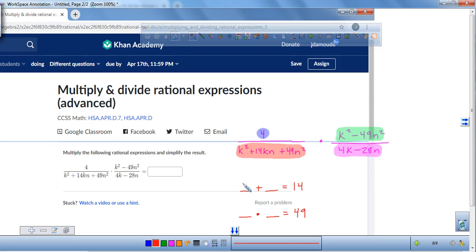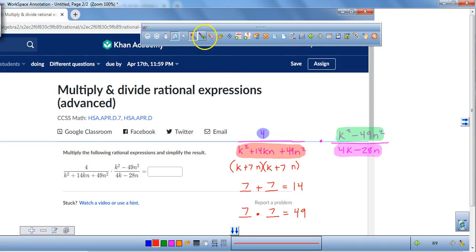Bless you. All right. We're going to say 7 and 7, because 7 plus 7 is 14, and 7 times 7 is 49. So watch how I factor this. Here we go. We're going to put a k right there and a k right there. We're going to put an n on this side and an n on this side. That's going to help us with that n squared in the back. And then I'm just going to put plus 7 and plus 7. So it's going to be k plus 7n times k plus 7n.